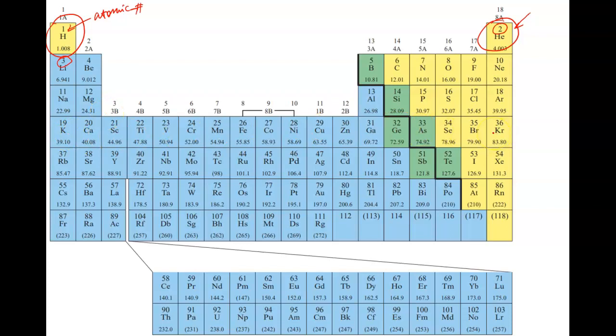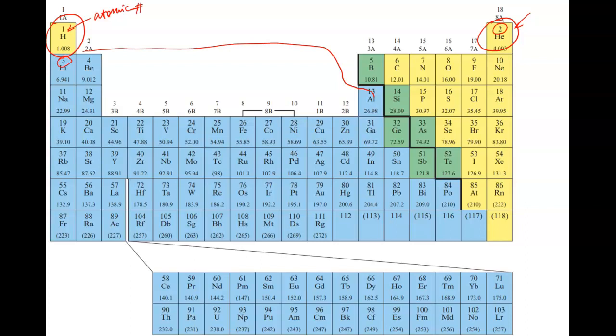All elements are divided into metals and non-metals. The majority of existing elements are metals. They are shown here in blue color. So as you can see, the majority is metals. I'm sorry.